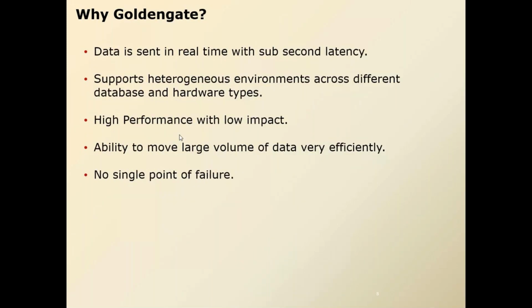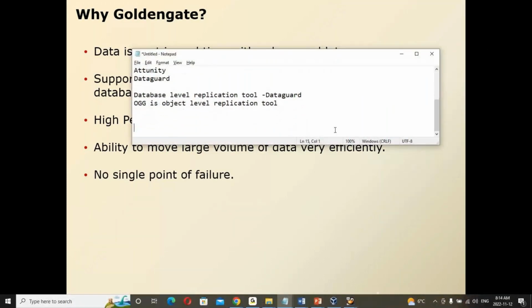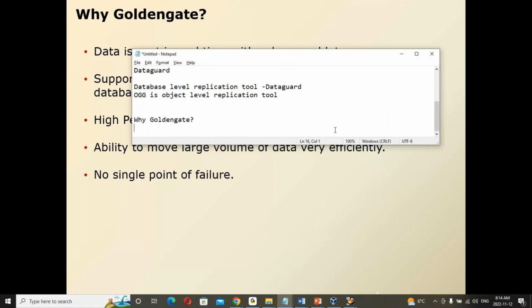Now, there are a couple of things. One is financial. So now the question comes, why GoldenGate? Why GoldenGate? Now, there are technical reasons. So technical reasons involve what we discussed, like data is sent in real time with sub-second latency, support heterogeneous as well as homogeneous databases, high performance with low impact, ability to move large volume of data, no single point of failure. So these are the technical points.